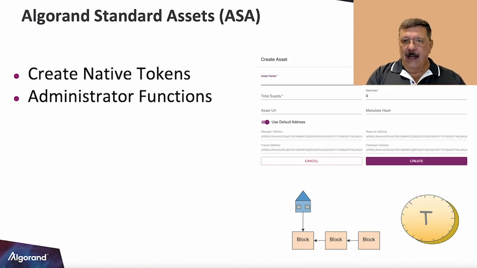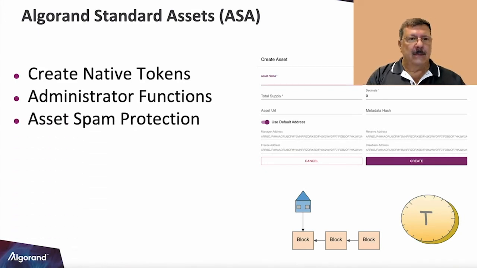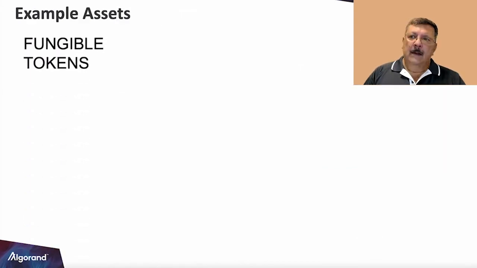It has many administrator functions, the ability to manage the whole entire process, or freeze, or have a reserve address, as well as clawback functions perhaps that might be needed in some scenarios. Also, you need to opt in to an asset in order to receive it or send it. So this facilitates asset spam protection. All right, let's take a look at some of these example assets.